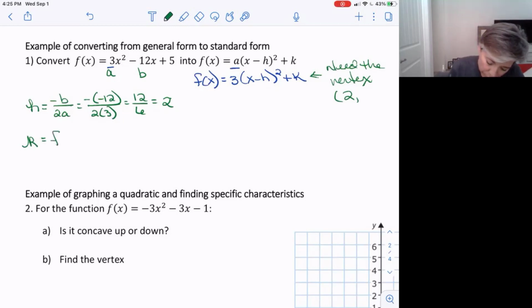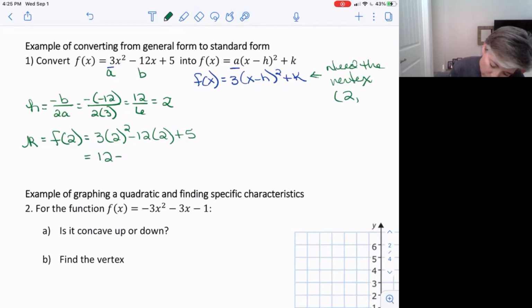So we're going to plug in that 2 into our original function. So we get 3 times 2 squared minus 12 times 2 plus 5. 4 times 3 is 12. 12 times 2 is 24 plus 5. I believe that gives us a negative 7.